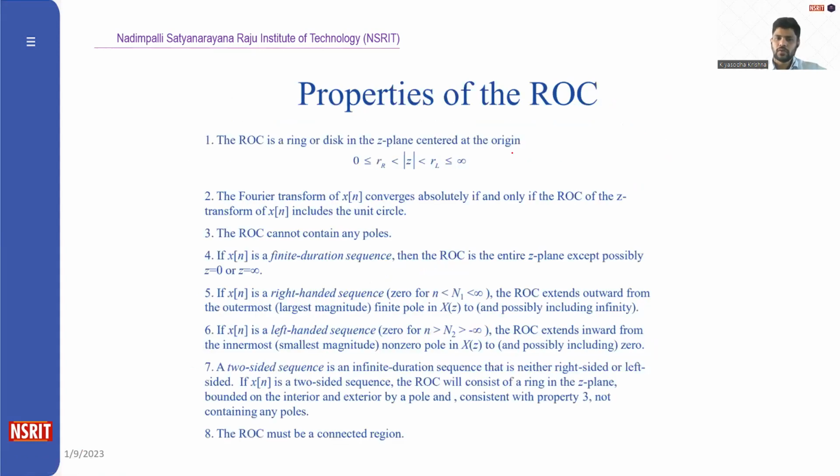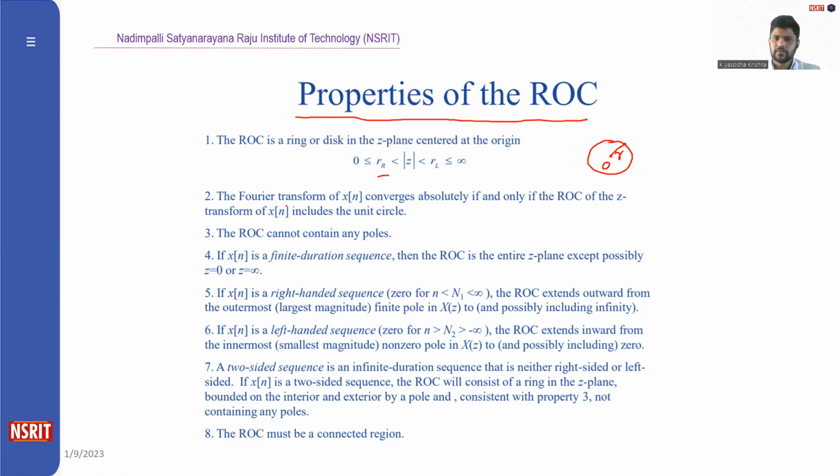So before going in depth into the Z transform, first we learn the properties of ROC. The first property is that the ROC is a ring, defined with respect to a circle where r is the radius and the center is at the origin. The Z transform exists for r in between 0 and some finite value.